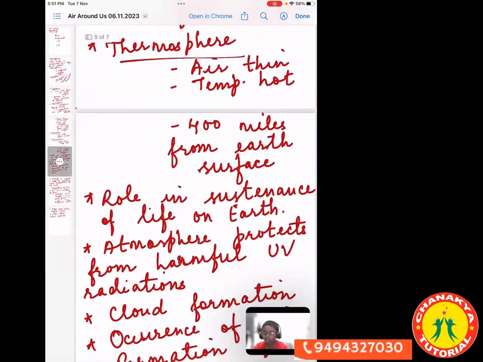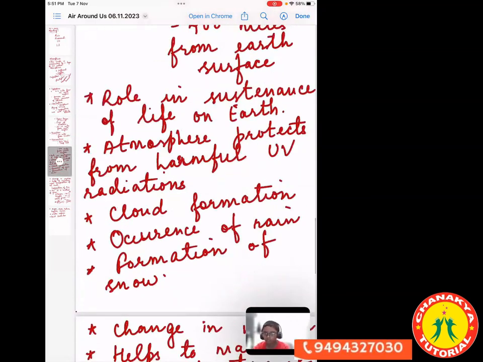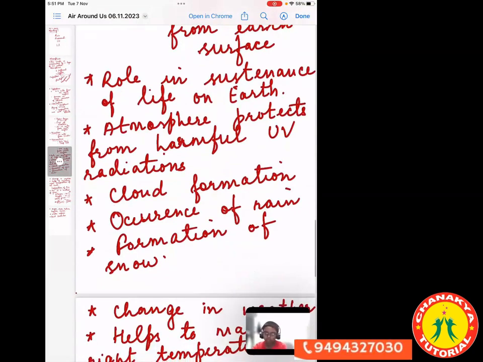Thermosphere, where the air gets thinner and thinner. The temperature is hot there. It's almost 400 miles from the Earth's surface. Then we have discussed the properties of air. It helps in the sustenance of life on Earth. It protects us from the UV radiation.